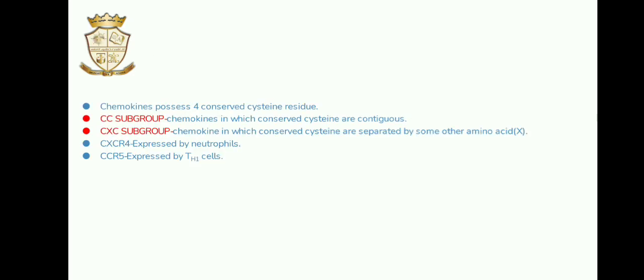Chemokines possess four conserved cysteine residues. The CC subgroup comprises chemokines in which the conserved cysteines are contiguous, and the CXC subgroup comprises chemokines in which the conserved cysteines are separated by some other amino acid. The core receptors are CXCR4 and CCR5. CXCR4 is expressed by neutrophils and CCR5 is expressed by Th1 cells.